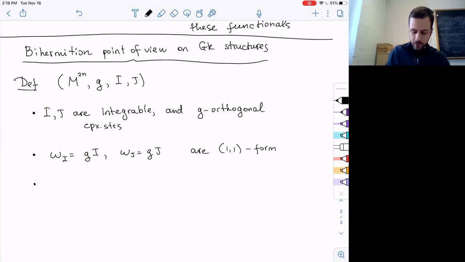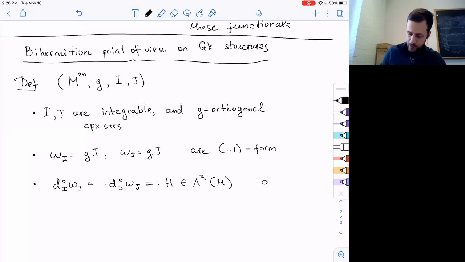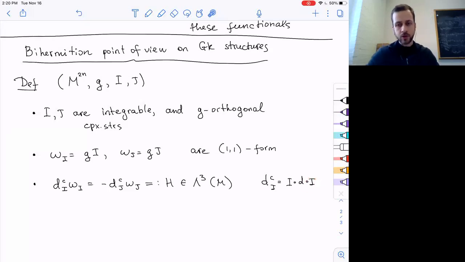Okay, let me write it down. If I calculate d^c_I of omega I, it will be the same as negative d^c_J of omega J. And I call this H. So H is essentially a 3-form on your manifold. I recall that d^c_I or d^c_J is a twisted differential, where you twist the usual de Rham differential with the action of your complex structure on a differential form. So you act component-wise. And this form H is closed, so dH is 0.